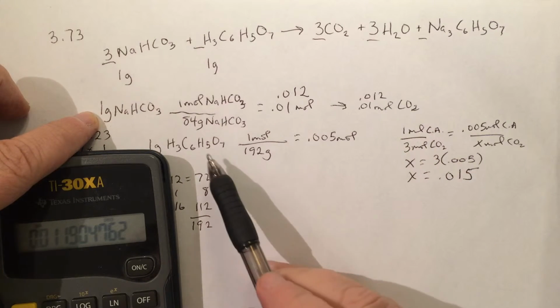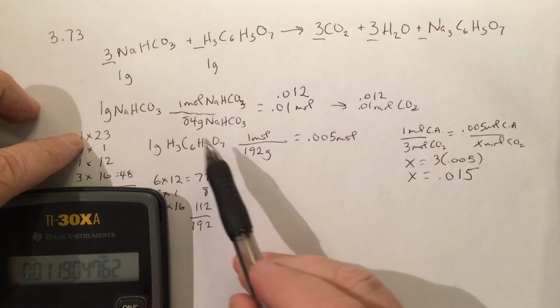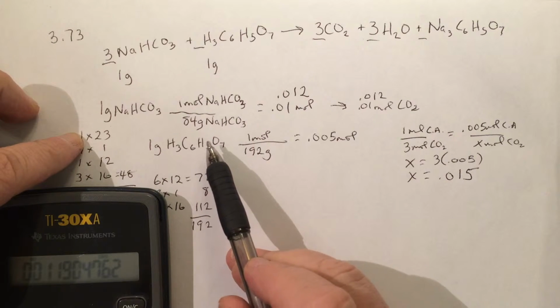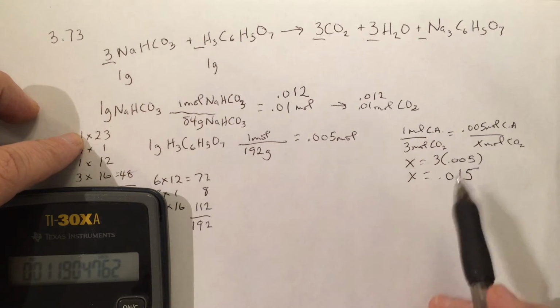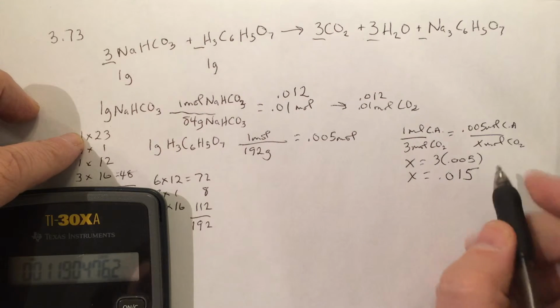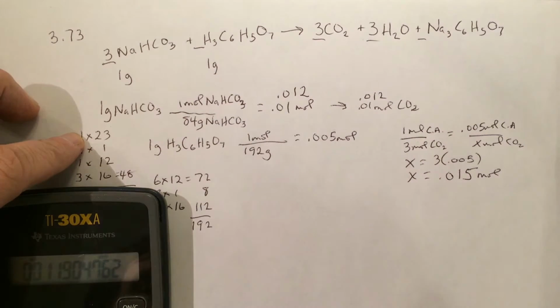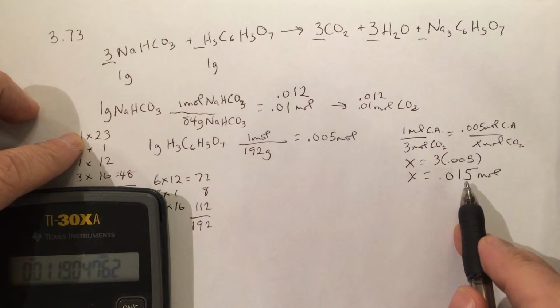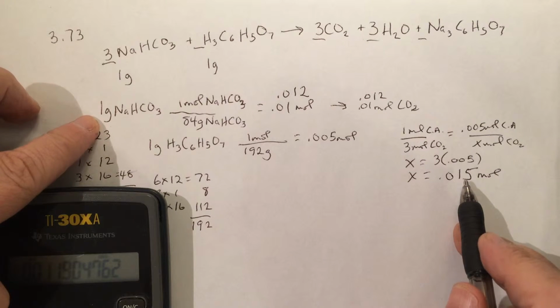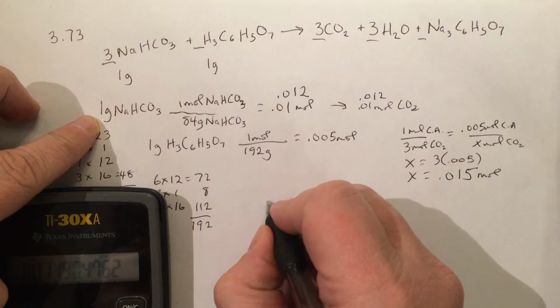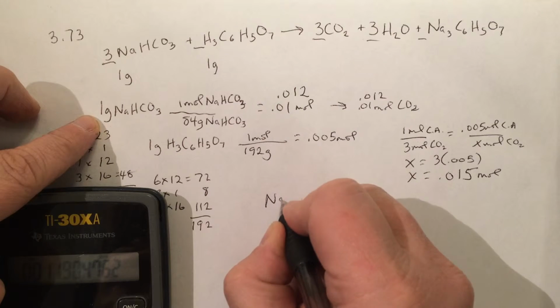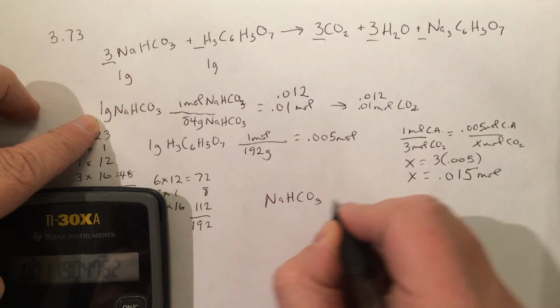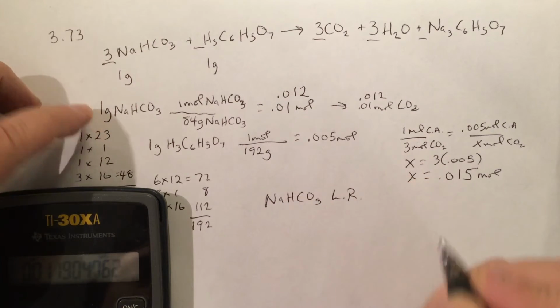With 1 gram of the citric acid, that's the tangy stuff in the Alka-Seltzer, I can make 0.015 moles. So which is bigger? Citric acid is bigger. So what's the limiting reactant? The baking soda. So we're going to say sodium bicarbonate is the limiting reactant of this problem.